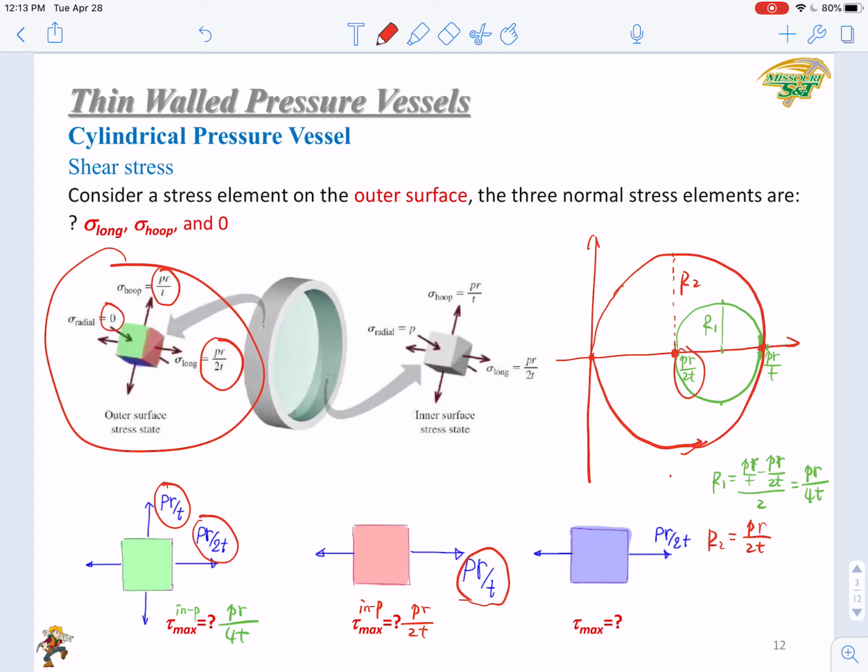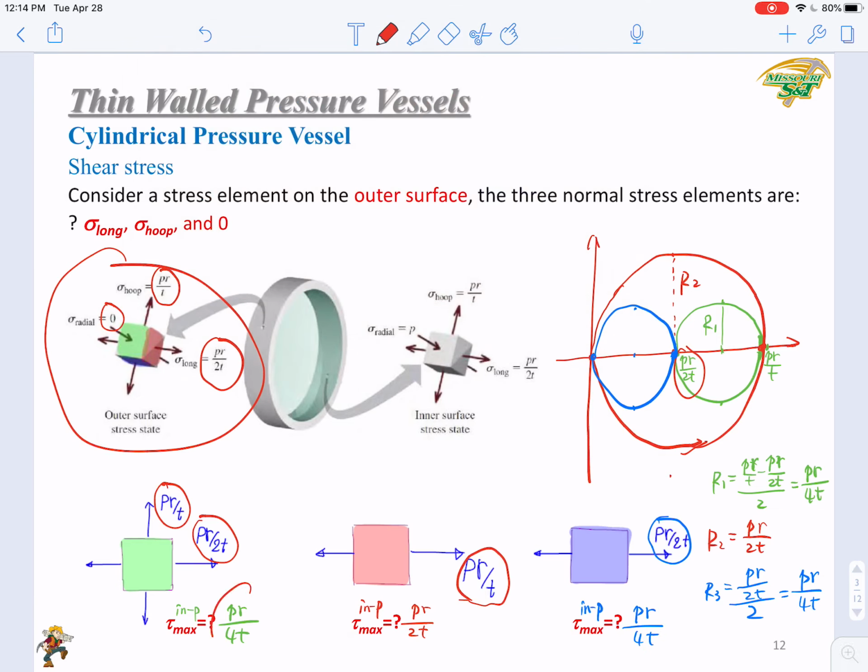And let's look at the third case. In the third case, you have PR over 2t along one direction and 0 on the other direction. PR over 2t is here, the first point. The second point is the origin. Then the center. So draw the Mohr circle. So what is R3? Obviously, R3 will be PR over 2t over 2. That's PR over 4t. So the in-plane maximum shear stress in case 3 would be PR over 4t.